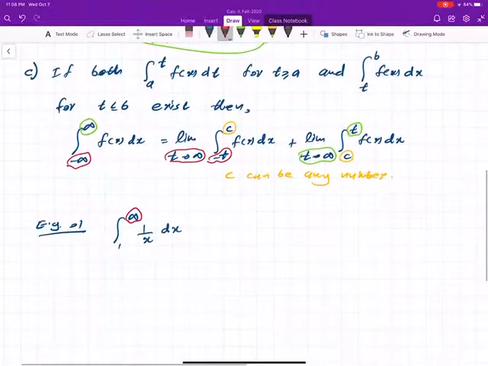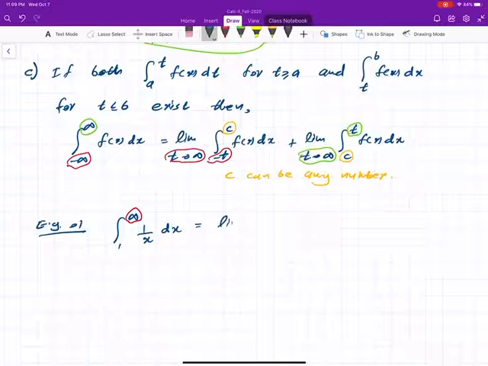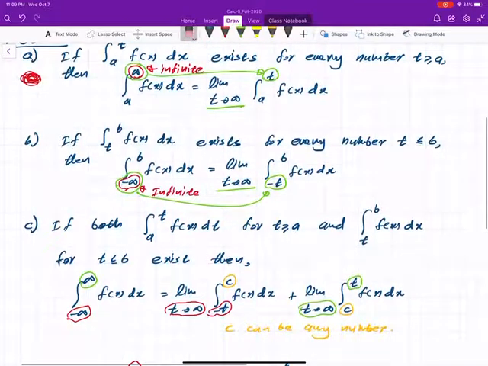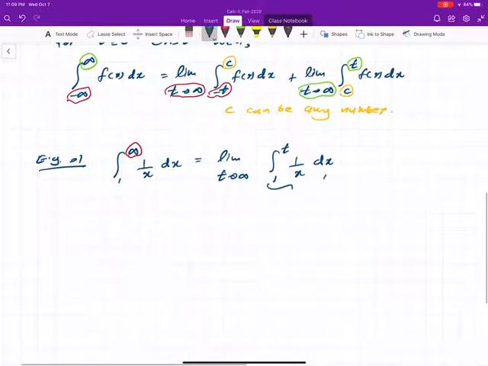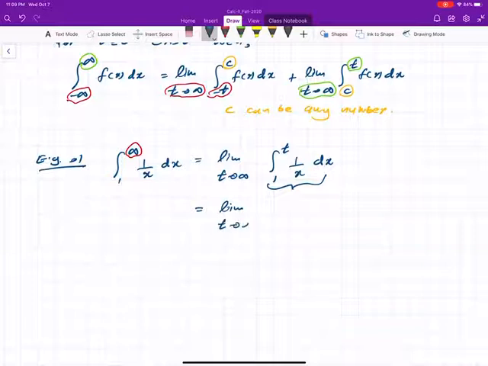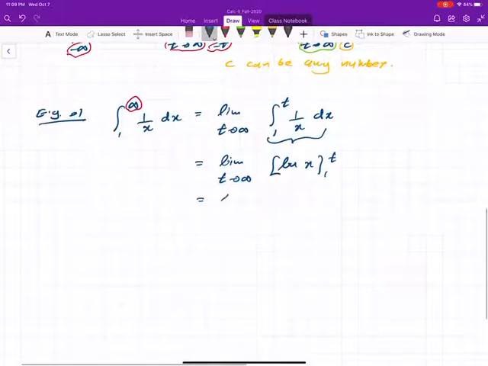All right. So you write this equals limit t goes to infinity, integration from 1 to t of 1 over x dx. Now you just integrate this. This is simple integration. This part doesn't have infinity. So you write limit t goes to infinity. Integration of that one is ln x. Then you apply the limits 1 to t.